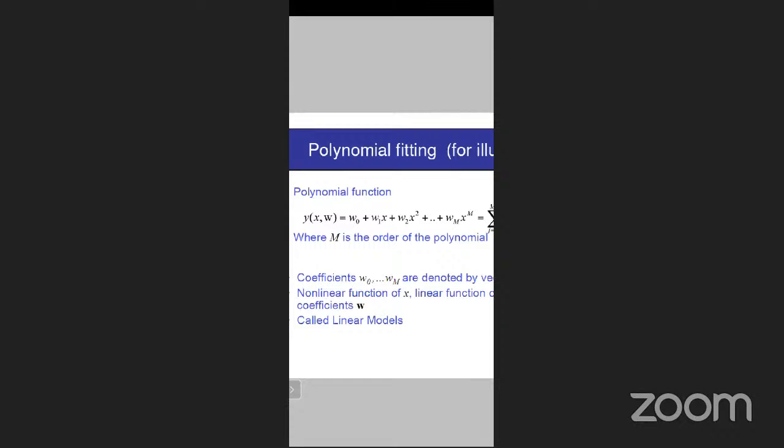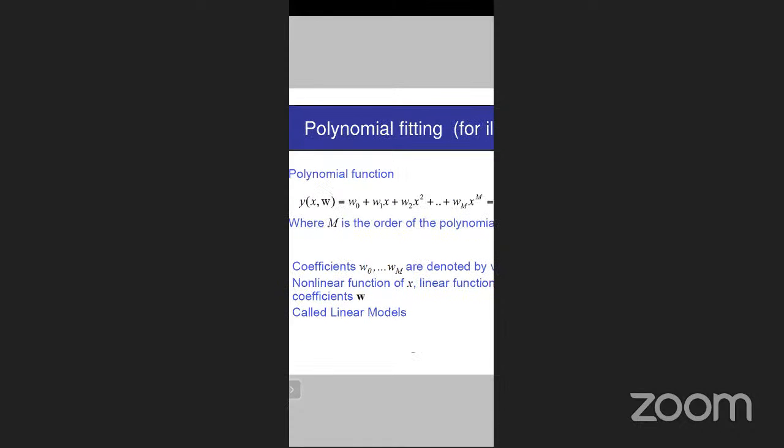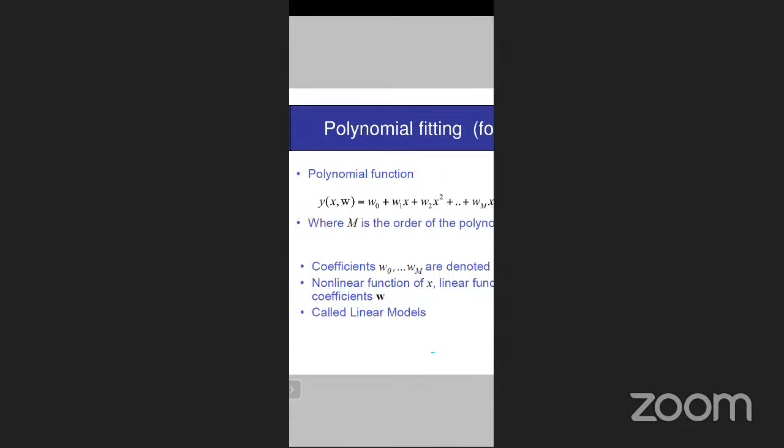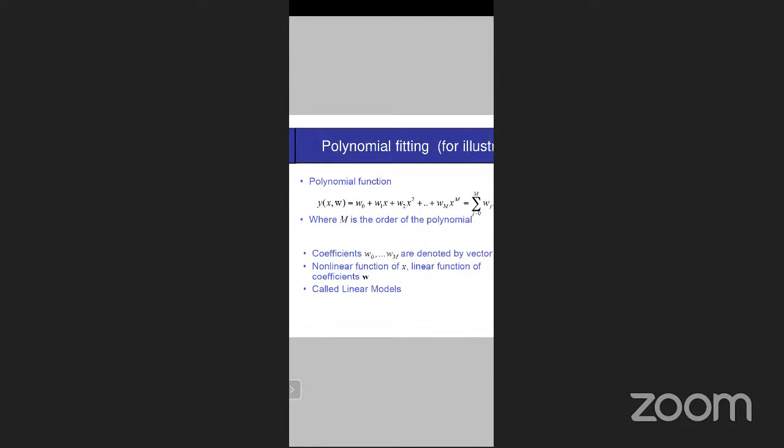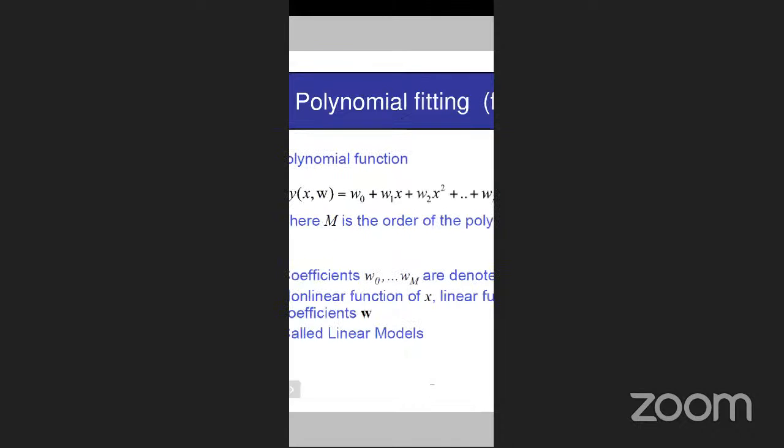This M is called the order of the curve. If M is 1, the curve is linear. If M is 2, the curve is quadratic. If M is 3, the curve is cubic. So essentially it is the highest order of the polynomial function. Now, what are W0 to WM? They are nothing but the weights.